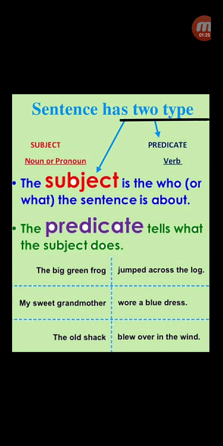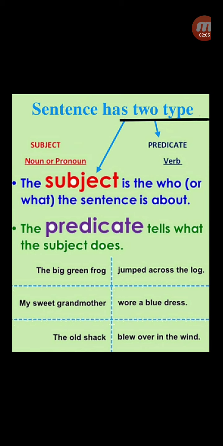Now let's see in the flow chart. The sentence has two types, children. Subject, that is, it has a noun or a pronoun. Noun is a name of a person and pronouns are he, she, they, you, right? And a predicate starts with a verb, that is an action word. The subject is who or what the sentence is about, and the predicate tells what the subject is doing or does. Now let's see some examples, children.